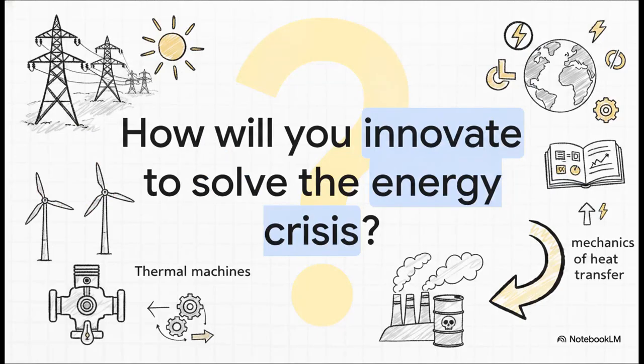And that brings us full circle. So, armed with the laws of thermodynamics, the solid understanding of exergy, and the mechanics of heat transfer, how will you innovate to solve the global energy crisis? The academic theories we've explored in this explainer today are the exact same tools engineers are using right now out in the field. They're using them to redesign our power grids, build highly efficient thermal machines, and transition us away from fossil fuels. The rulebook of the universe is already written. How we apply it? Well, that is entirely up to you.